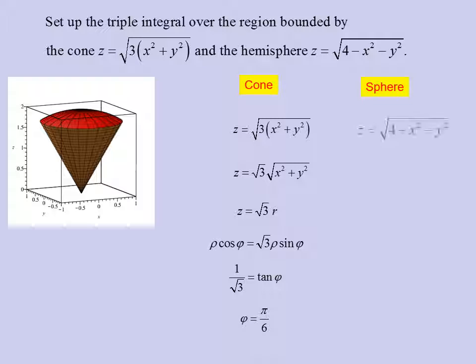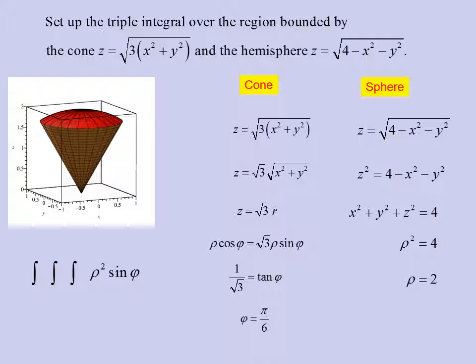Now on the sphere, we'll square both sides, move the x squared and y squared over to the other side and change that to rho squared equals 4, and then rho would be just a 2. So our triple integral will have the factor rho squared sine phi, like we learned in an earlier section, which is always in the triple integral when you set it up in spherical coordinates.